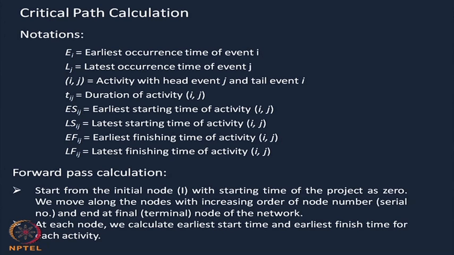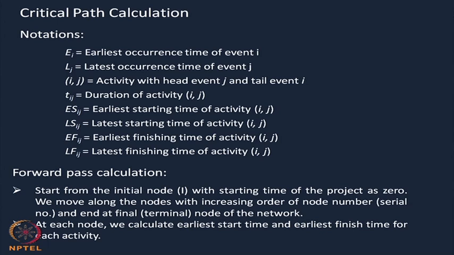At first we start with the initial node, with the starting time of the project as 0, which obviously we should assume as 0. We move along the nodes in increasing order of node number, that is the serial number 1, 2, 3 and so on, and we end at the final node of the network. At each node we calculate the earliest start time and the earliest finishing time, that is EI and LJ.